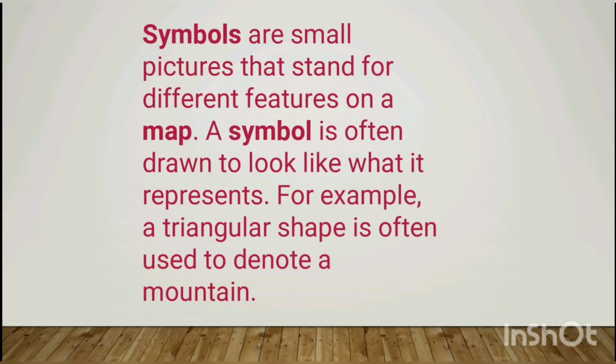We have the next important element, that is the symbols. Symbols are small pictures that stand for different features on a map. A symbol is often drawn to look like what it represents. For example, a triangular shape is often used to denote a mountain. Right? There are other symbols which you have learnt in class 6th also, for a temple, mosque, kacha road, pakka road. Let us have a look into that, and then you will understand what you had learnt earlier.